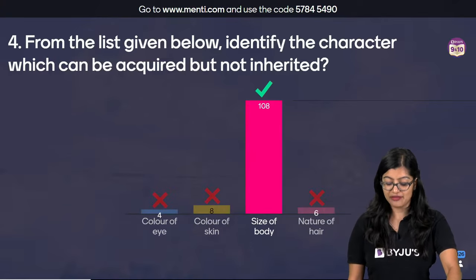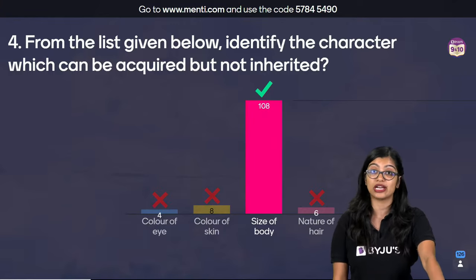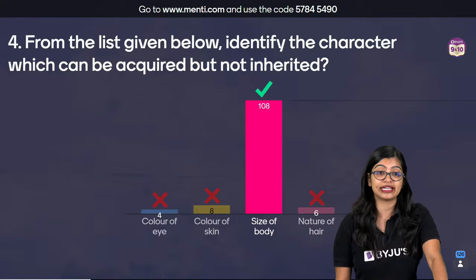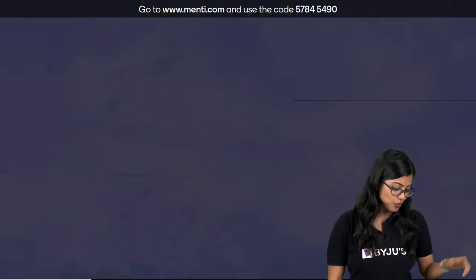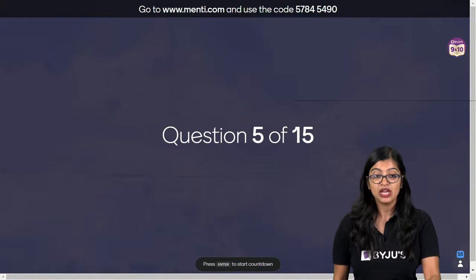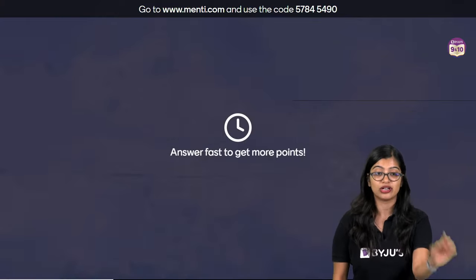Very good, everyone. Because we know color of eye, color of skin, nature of hair are all inherited, but size of body is acquired. And Tanishq, now you know the answer to this question, and I hope you gave the correct answer in your exam. So question number five, everybody, before we have a look at the leaderboard, let's have a look at question number five.